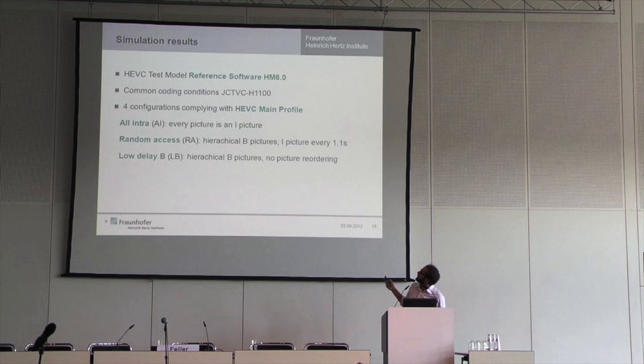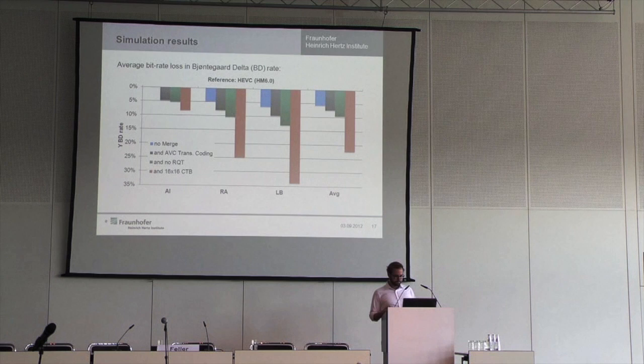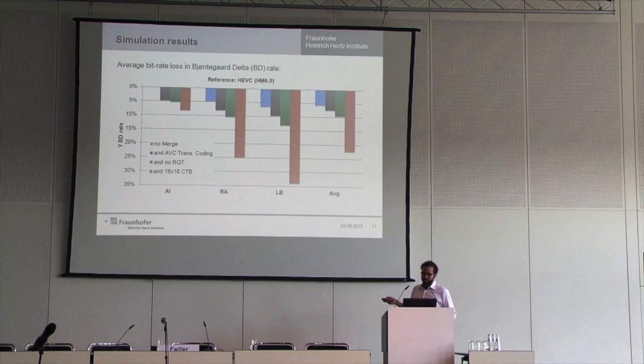So what I did is I took the HEVC reference, the HM 6.0 software, and turned off each tool one after another, so they added up. The first tool I turned off is the merge, the inter prediction block merging tool. Of course, for the intra case, because it's an inter prediction tool, there's no difference. But for the random access and the low delay case, by just turning off the block merging, we get a 5 to up to 7% loss.